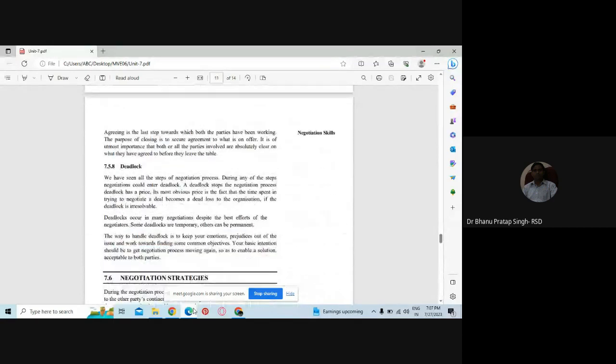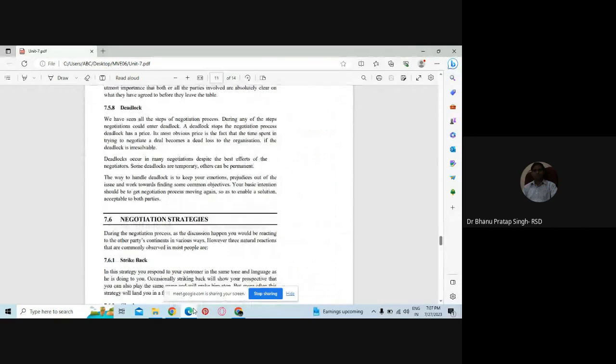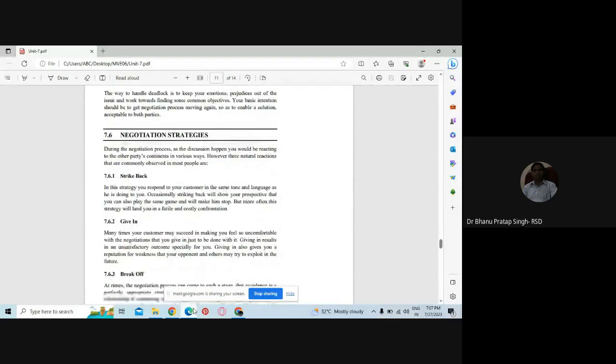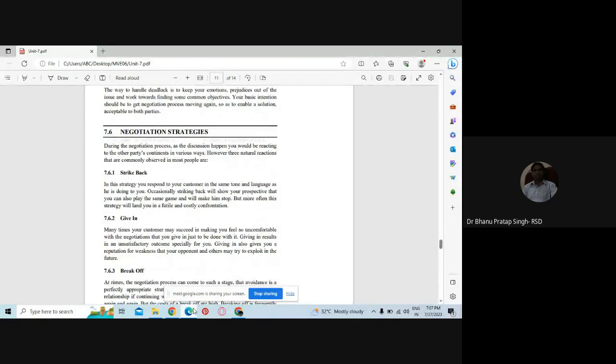And what is new? Yeah, negotiation strategies. How we can negotiate, or how salesmen can negotiate with the customer, with buyers or consumers. First is strike back. What is strike back? In this strategy, as a salesman, you respond to your customer in the same tone and language as he is doing with you.